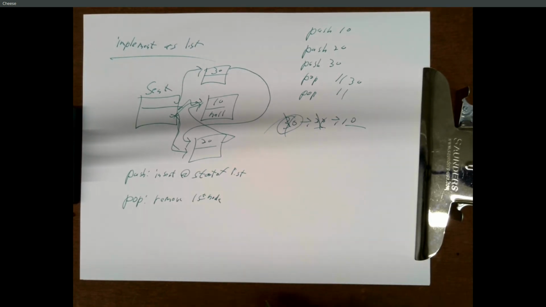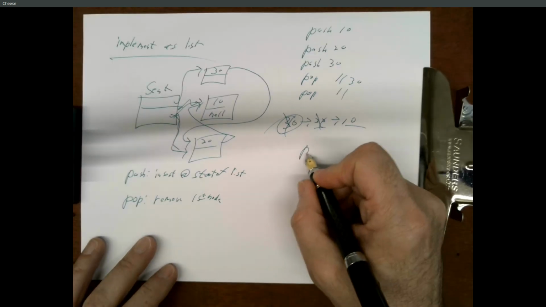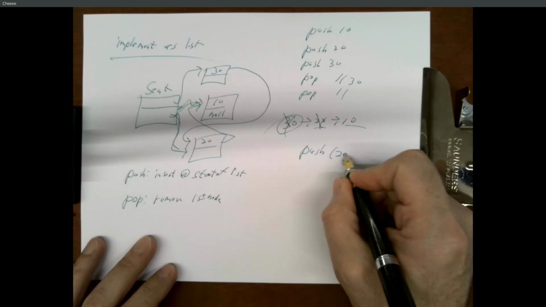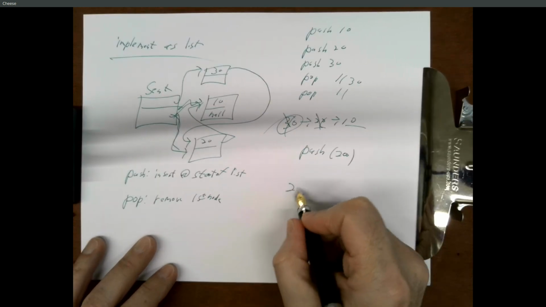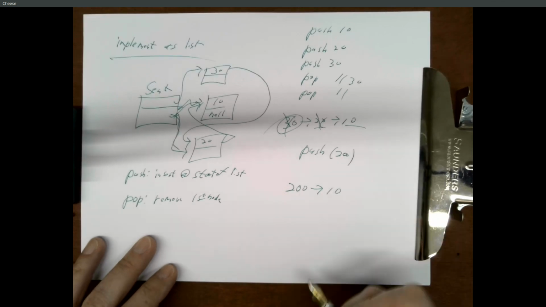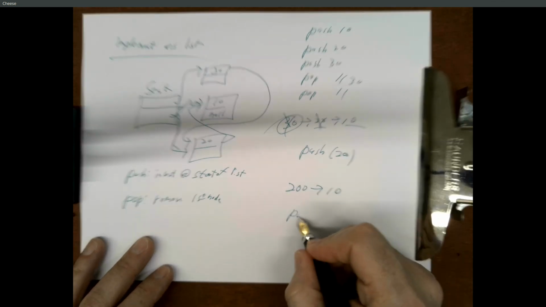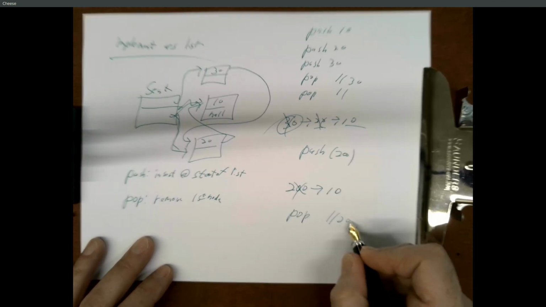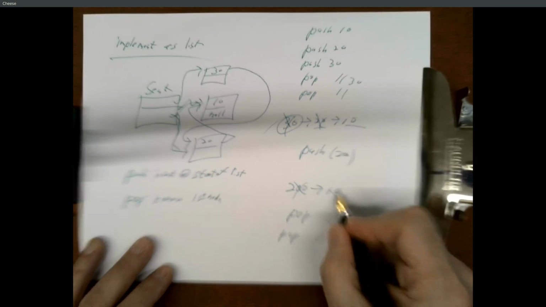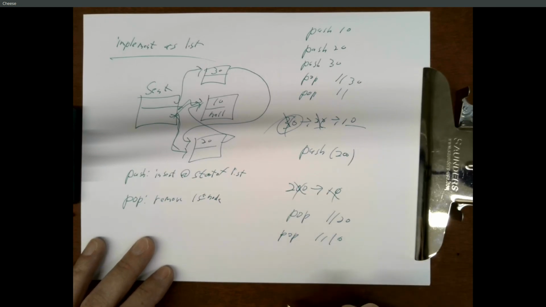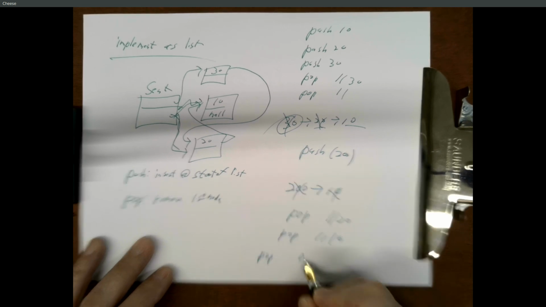If we were to pop again, we would pop off the 10, but at this point we say push 200. That's going to create a new node 200, put it in the beginning of the list. And then when we pop, we'll pull off the 200, and when we pop, we'll pull off the 10. And now if we try to pop, that's an underflow.